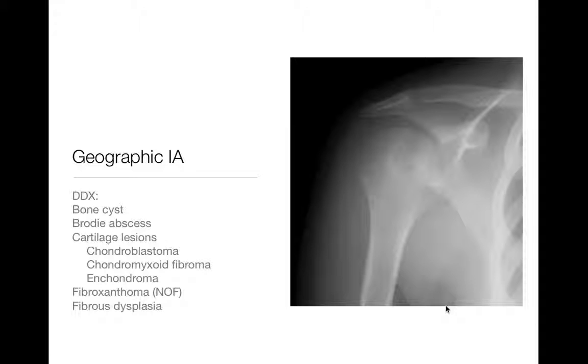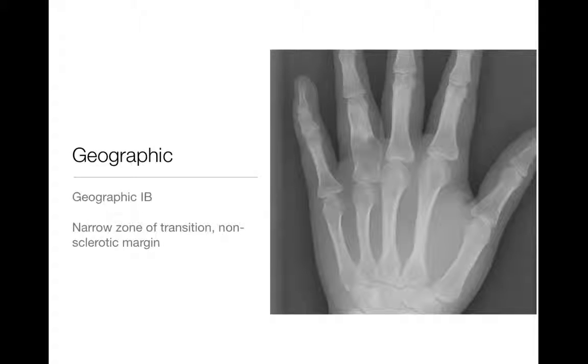On our right here, we have another example of a geographic 1A lesion. So we have a geographic lytic lesion, narrow zone of transition, sclerotic border, which is centered in the epiphysis of the proximal humerus. In this case, this was a chondroblastoma, but this could have easily been a Brodie's abscess. Those are probably the two best differentials for this lesion, though you can think about other things as well. But again, geographic 1A lesion, narrow zone of transition, nice sharp sclerotic border. We're going to think about benign things.